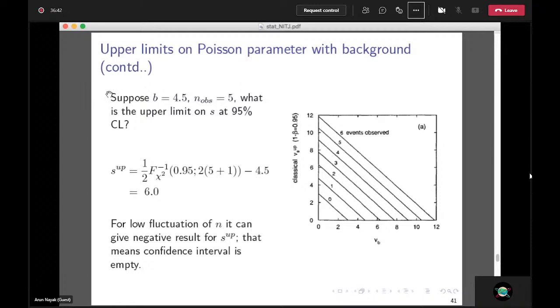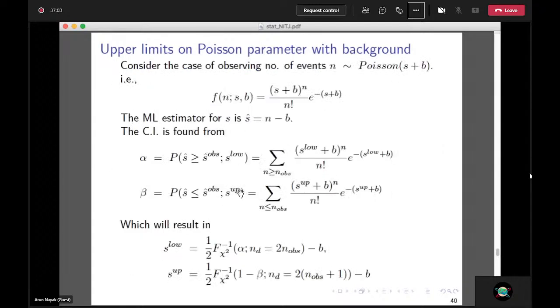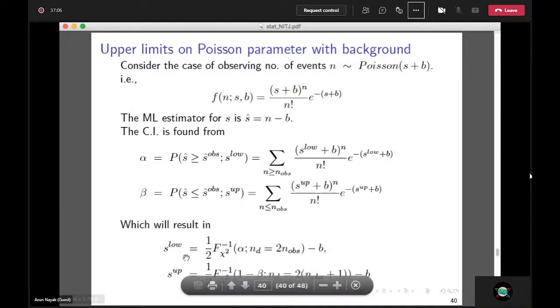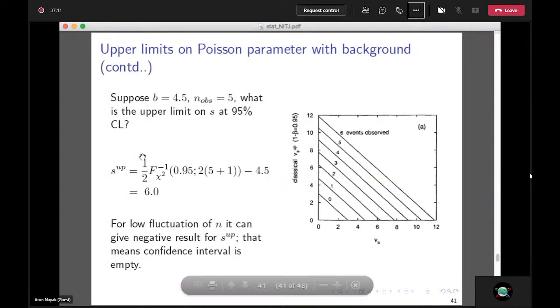Now let's take an example. Suppose we have background 4.5 and we have observed number 5. So we had 4.5 expected background events and we observed 5 events. What is the upper limit on S at 95% confidence level? We can calculate this from here, using the one-sided confidence interval, and we get that the upper limit on S is 6.0.